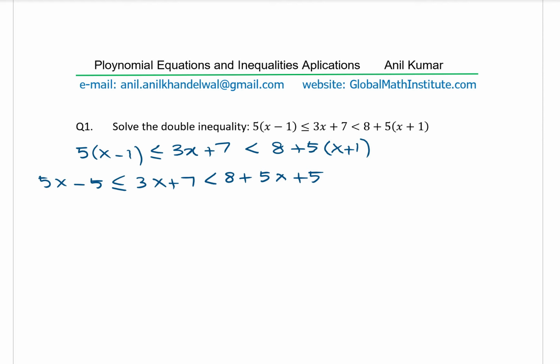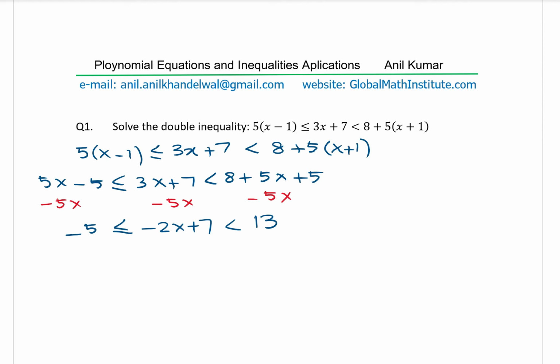Now, we should take care of the variables. 5x and 5x are additional variables on both the sides. So let us subtract 5x and 5x from both the sides. What I'm trying to say here is we'll do minus 5x, and minus 5x. So once you do that, what do you get? You get minus 5 is less than equal to, when you take away 5x, you get minus 2x here, plus 7 is less than 5x and 5x vanish, you get 8 plus 5, which is 13.